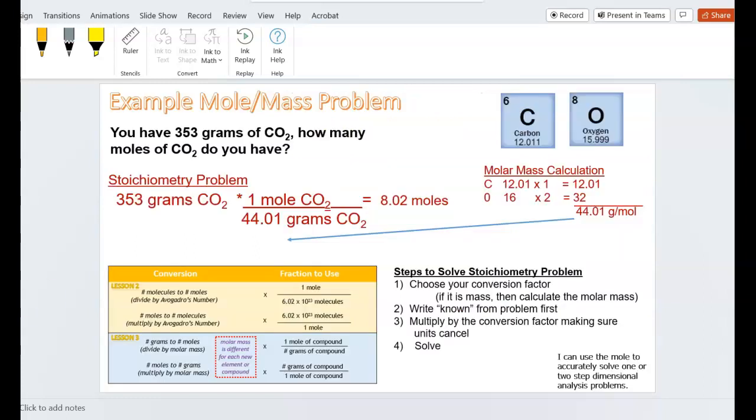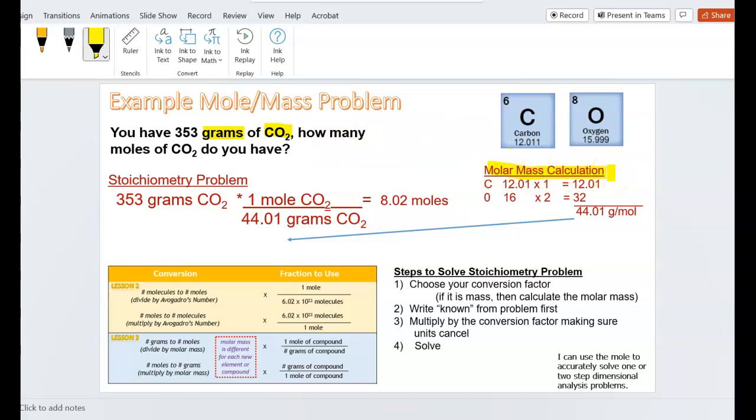So here's an example. I have 353 grams of carbon dioxide. How many moles of carbon dioxide do I have? So the first thing I'm going to do is calculate my molar mass, because whenever I see mass or grams, my conversion factor has to be molar mass. If this had said molecules or atoms, then I could use Avogadro's number. But since we're dealing with mass this time, we need molar mass.